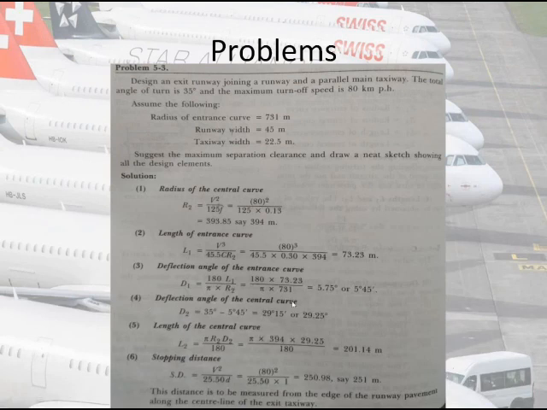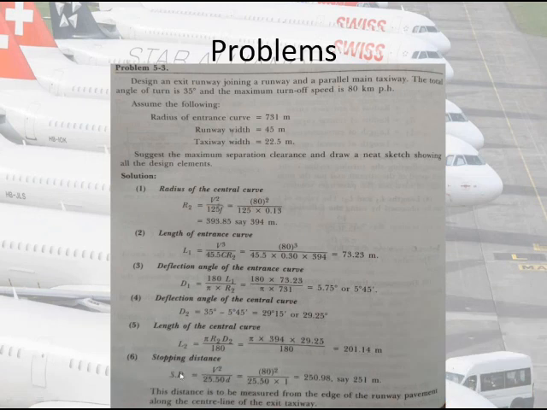Next, the deflection angle of the central curve. We have to determine the deflection angle of the entrance curve and the deflection angle of the central curve. The deflection angle of the central curve is given by D2 is equal to 35 degrees minus 5 degrees 45 minutes, which is equal to 29 degrees 15 minutes. The length of the central curve L2 is equal to pi into R2 into D2 divided by 180, which gives the value as 201.14 meters.